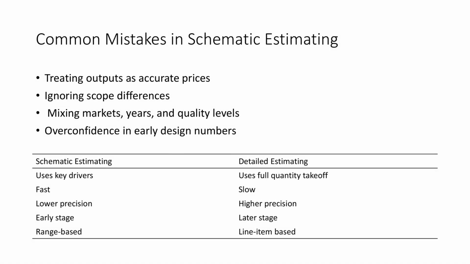The most common mistakes at this stage include treating conceptual outputs as final prices, ignoring scope differences, mixing years, markets, or quality levels, and overconfidence in early numbers. Early estimates should always be framed as ranges with assumptions, not promises.